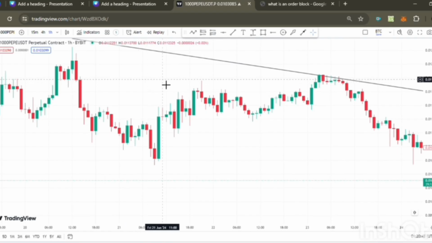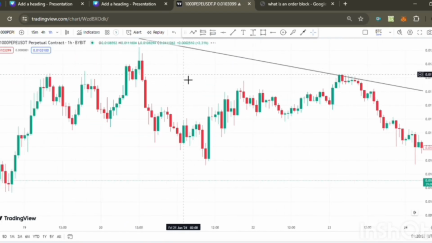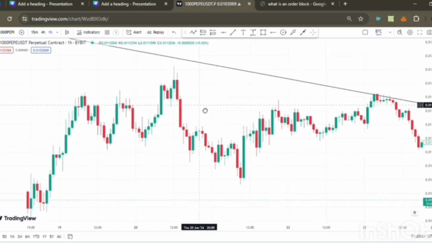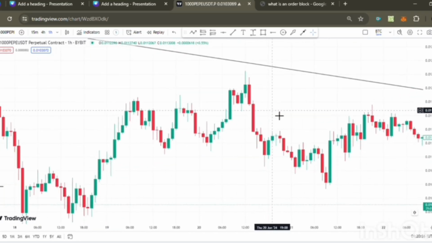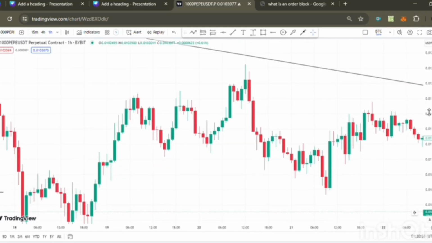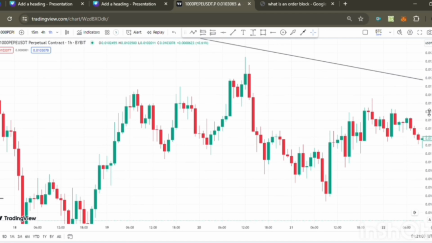Mid body entry. All right, so I think I've seen one here. Mid body entry simply means you are entering the market. You are using order block to enter the market.